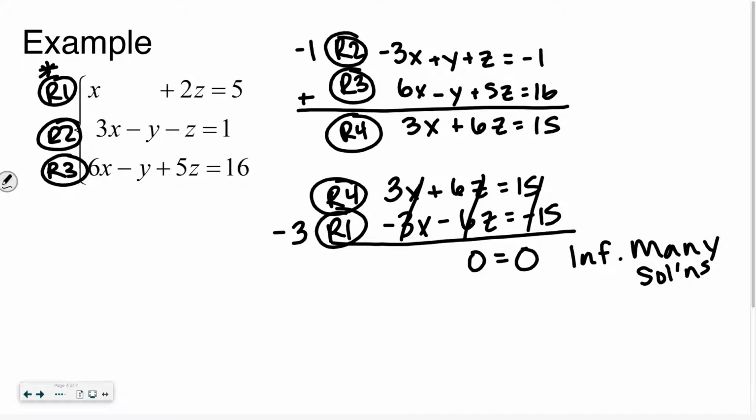stop. When you get a true statement like 0 equals 0, or if you're doing substitution, you can get something like 6 equals 6. That's true. Then that's infinitely many solutions. Last year in Algebra 2, you would stop. This year, we're going to pin down those infinitely many solutions.